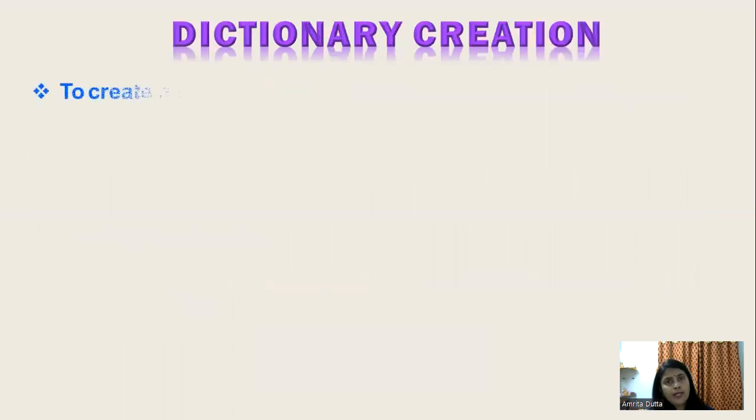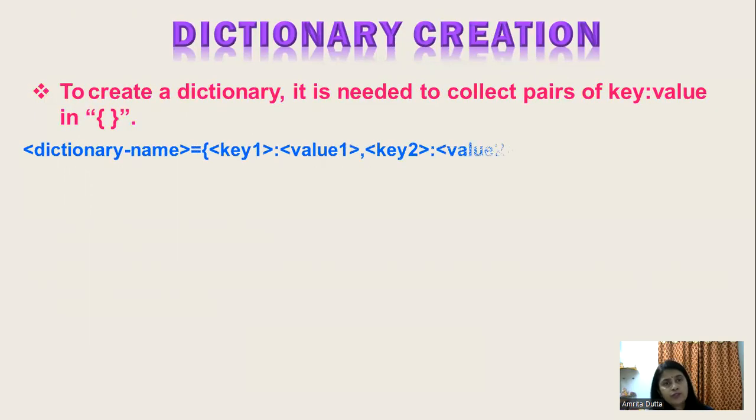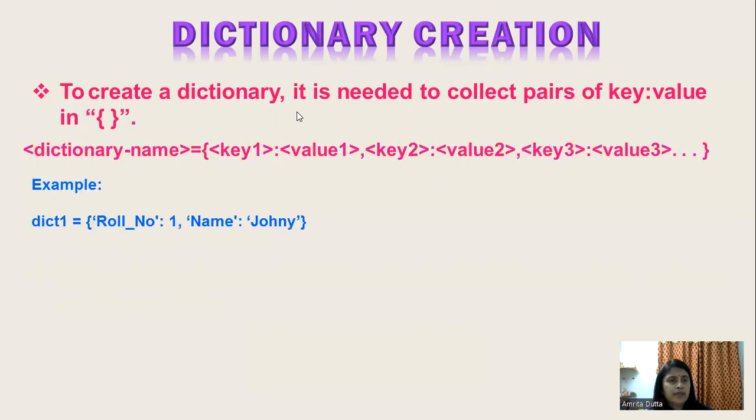So now let us see how we can create a dictionary. To create a dictionary, it is needed to collect pairs of key values in curly braces. See here the syntax. We use the dictionary name, then equal, then a pair of key values in curly braces, and each key value pair is separated by commas. See the example. The name of the dictionary is dict1 equal, roll number colon 1, name colon Johnny. So roll number is a key, name is a key here, and the values are 1 and Johnny.